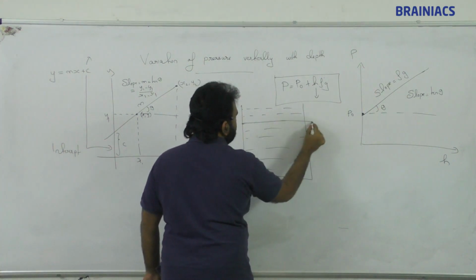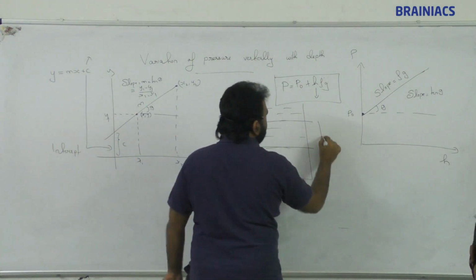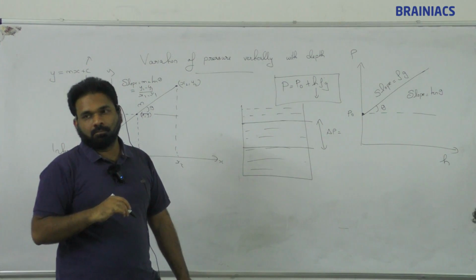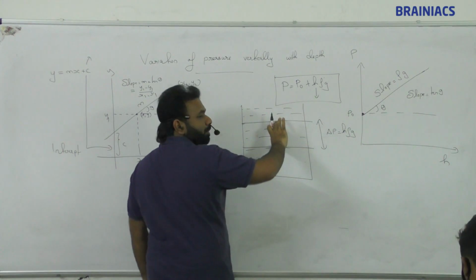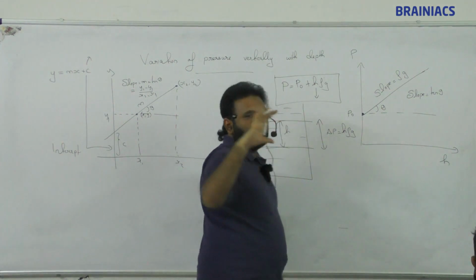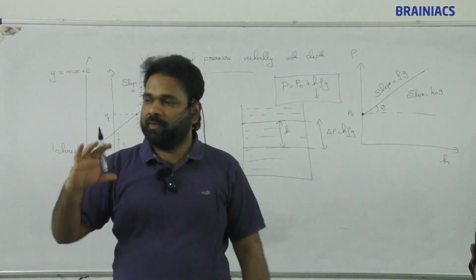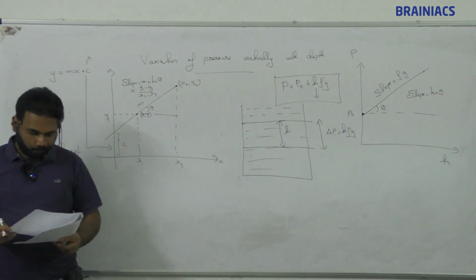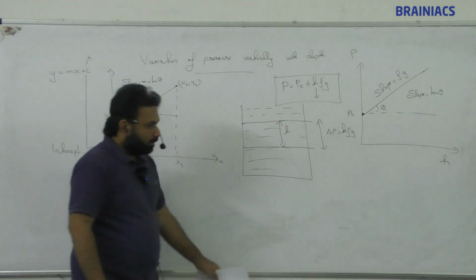Okay, so suppose I consider 2 points. What is the pressure difference between them? H rho G. H will be this difference in height. So between 2 points, whatever the distance or height, we can take it as H rho G. Clear? Okay, done? Fine.